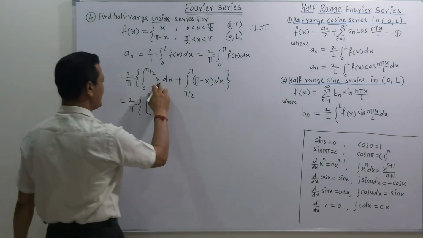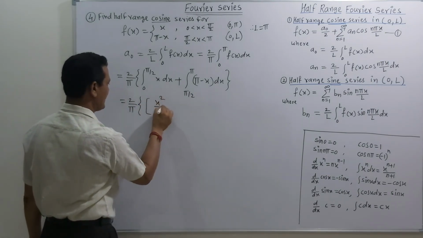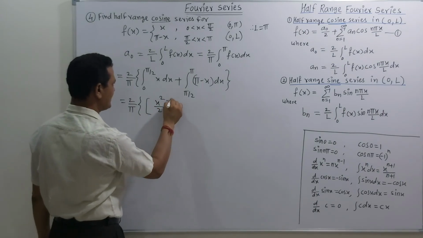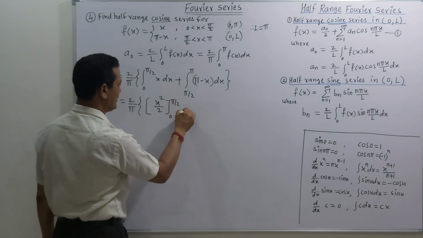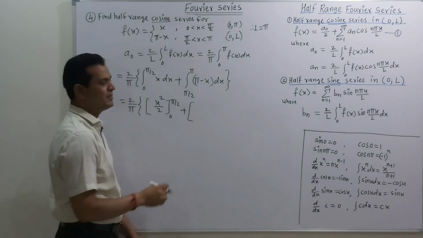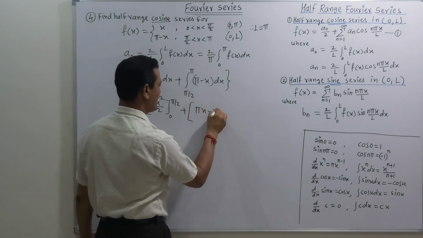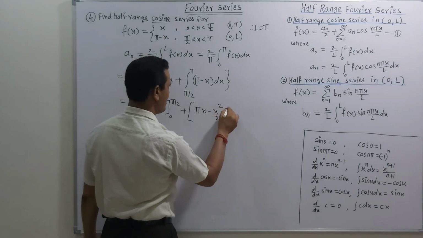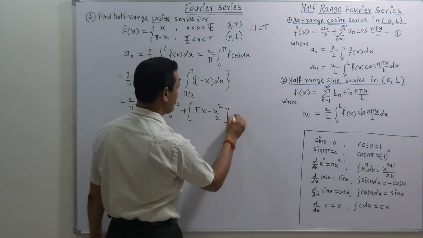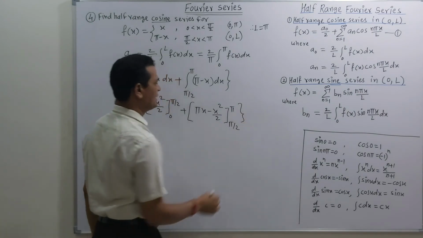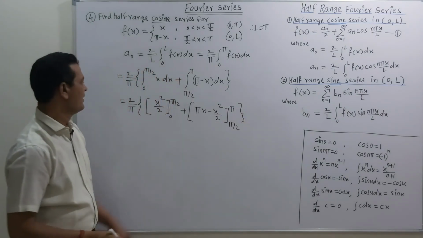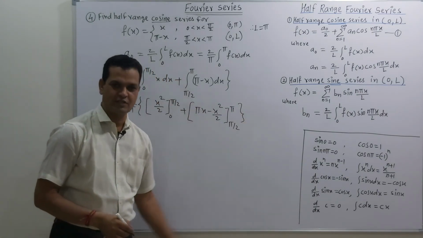So this is x. The integration of x is x square upon 2. Its limit is 0 to pi by 2, plus the next term. This is pi minus x. We write this as pi x minus x square upon 2, and its limit is pi by 2 to pi. So in this way we can easily find the value of the first and second integration, which is straightforward.